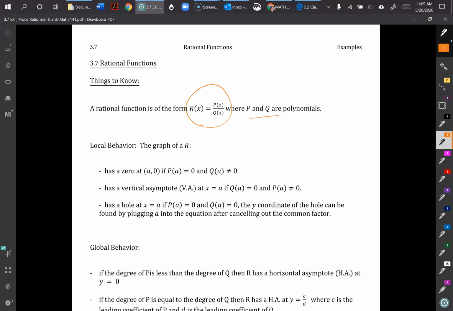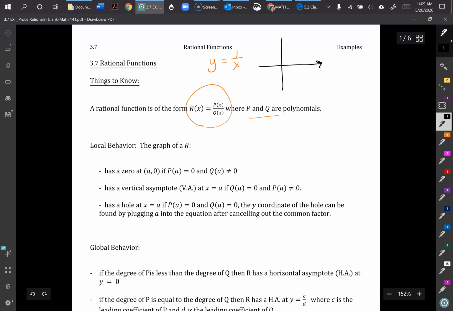Local behavior, we want to look for all three of these things, but global behavior, we're just going to look for one. First, I want to just have you jot down again what a typical y equals 1 over x graph would look like. We would have our xy axis, and then the parent function here, we have a horizontal asymptote at y equals 0 and a vertical asymptote at x equals 0. So we can dash those in.